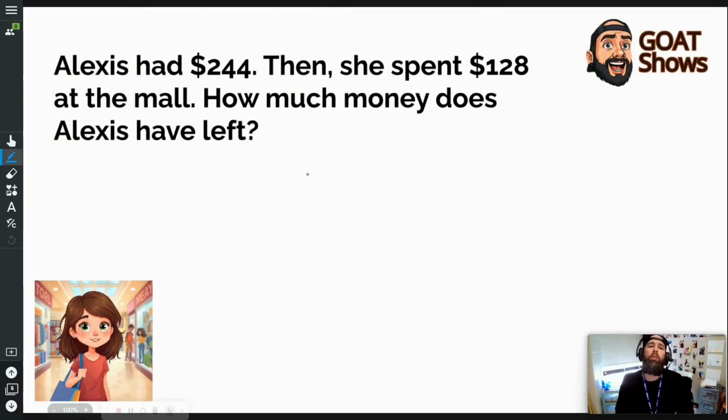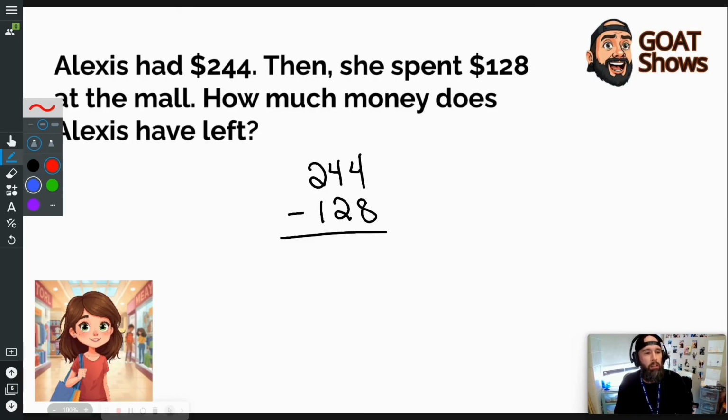Alexis had $244. Then she spent $128 at the mall. How much money does Alexis have left? So she has a certain amount. She spends it, which means she loses it. How much does she have left? So this is subtraction again. 244 minus 128. So we line everything up, 3 digits minus 3 digits, easy peasy.